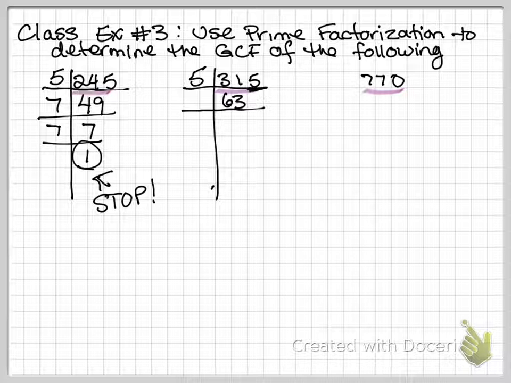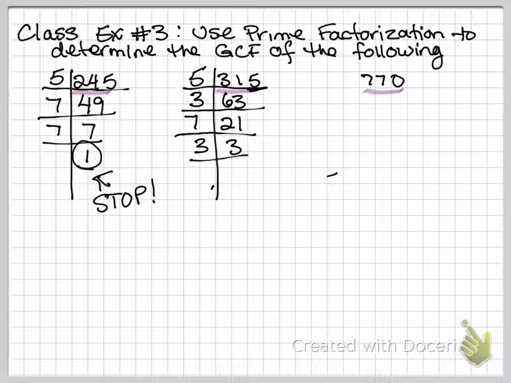And we have to think about the lowest prime factor that 63 can be divided by. Well, 63 can be divided by 3. When I have 63 and divide it by 3, I get an answer of 21. The lowest prime factor that 21 can be divided by is 7. That gives me 3. 3 divided by 3 is 1. So I got to 1, so I can stop.